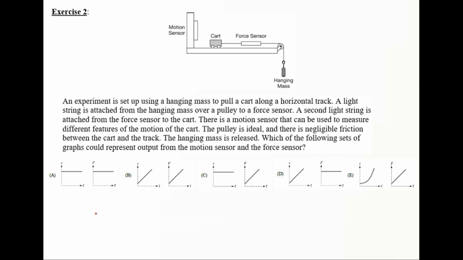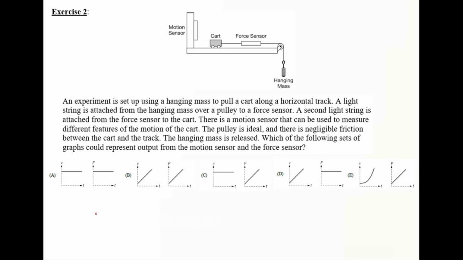Now exercise 2. An experiment is set up using a hanging mass to pull a cart along a horizontal track. A light string is attached from the hanging mass over a pulley to a force sensor. A second light string is attached from the force sensor to the cart. There is a motion sensor that can be used to measure different features of the motion of the cart. The pulley is ideal and there is negligible friction between the cart and the track. So basically we have the exact same configuration that we had in exercise 1.